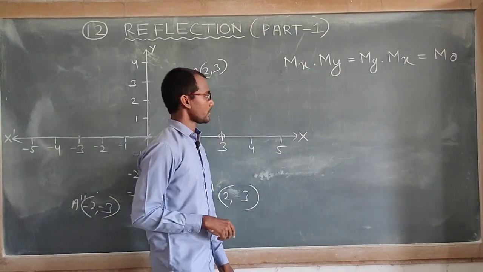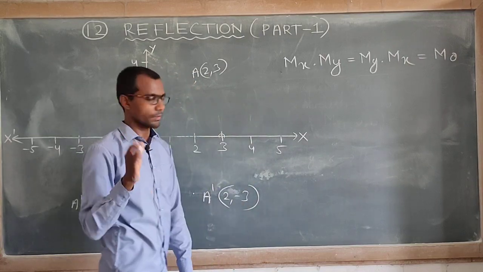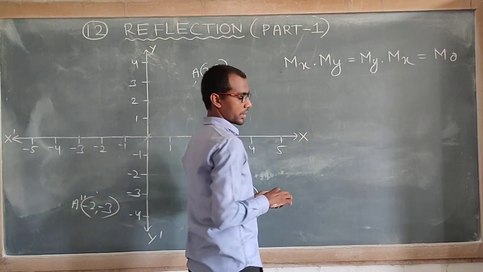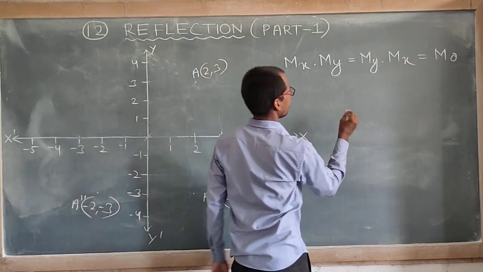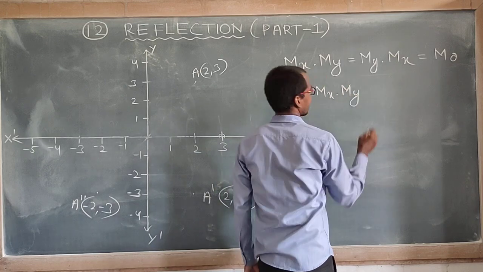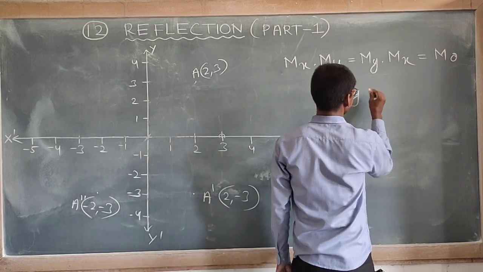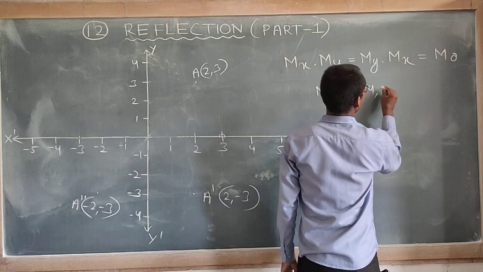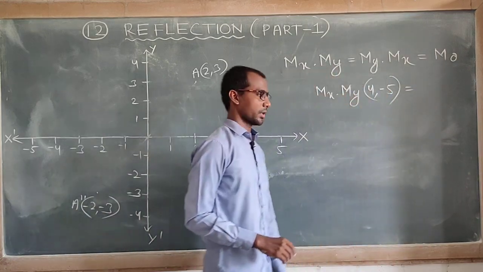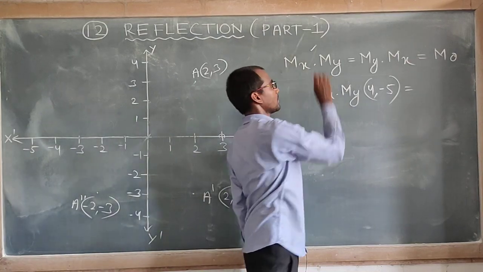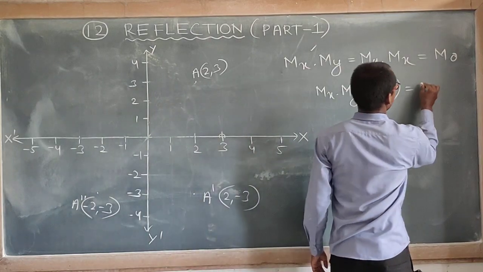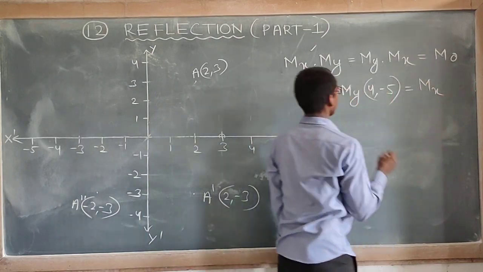This can be proved also. I have just shown an example. This can be proved also. For example, let us take a point, Mx dot My, suppose (4, -5). First I am doing this one, then I move to this, then I move to this. So this will become Mx.